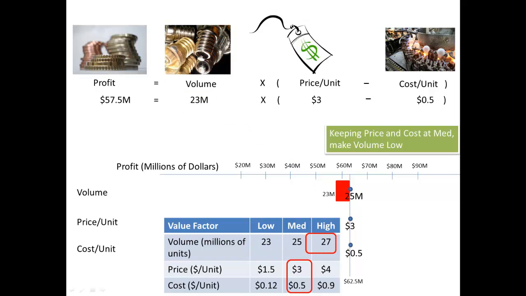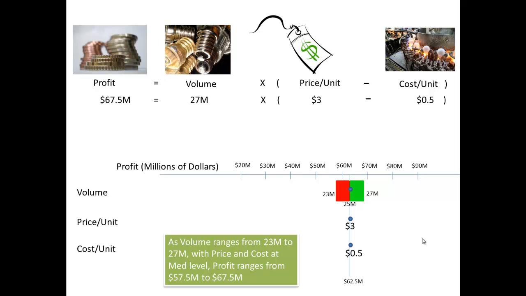Next we go to a higher level of volume and plug it back into the equation, and we get a new value of profit which we'll plug in here and similarly label the bar. So as volume ranges from 23 to 27 million units with price and cost at the medium level, profit ranges from 57.5 to 67.5 million.